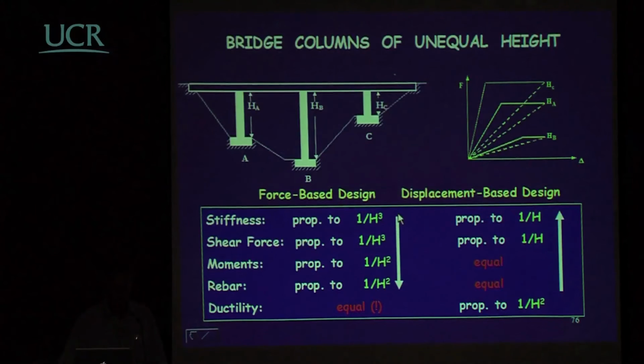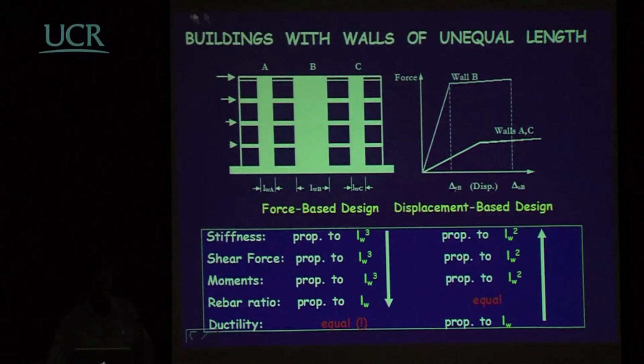We start off with something which is in the incorrect sequence of analysis when we do force-based design, starting from stiffness and ending up with rebar. In displacement-based design, we start from the ductility, which we know, and work backwards to determine what the effective stiffnesses are. And the same thing happens with buildings with walls of unequal lengths, where basically the stiffness approach starts in the wrong direction and the displacement-based design goes in the opposite direction and results in differences to the stiffness.